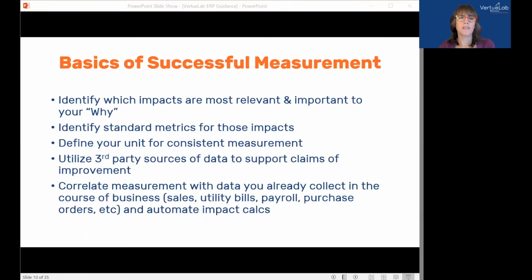How you scope your analysis will define how you measure your other impacts aside from greenhouse gas emissions reduction, as well as all of these other fundamentals: connecting your impact metrics to your core value proposition and your mission, utilizing metrics that others will recognize because they're standard, having a clear and consistent unit for measuring your impact, referencing third-party data to support your claims, and tying your measurements to things that you're already keeping track of so that it's not a separate and additional burden built into your business processes.